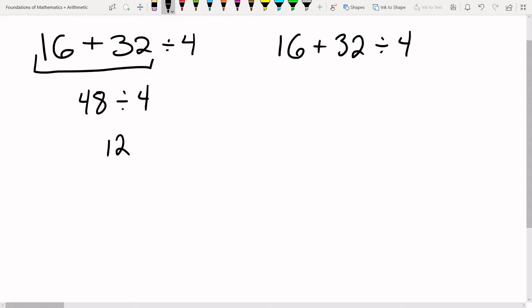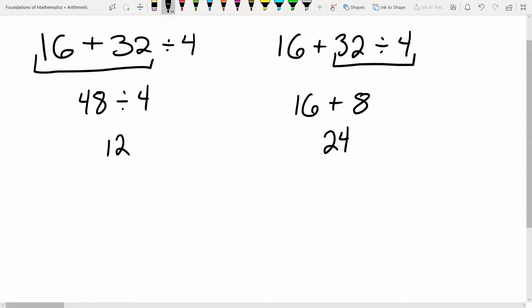Now I'm going to solve this a different way. I'm going to say, what is 32 divided by 4? That gives us 8. And 16 plus 8 is 24. So you see I've solved this two different ways in a different order, and I got two different answers. Now which one's correct?